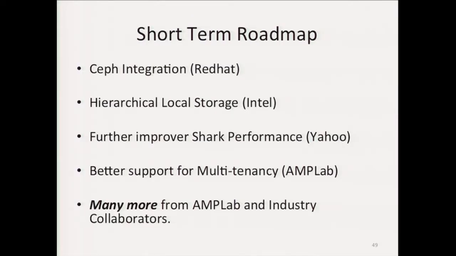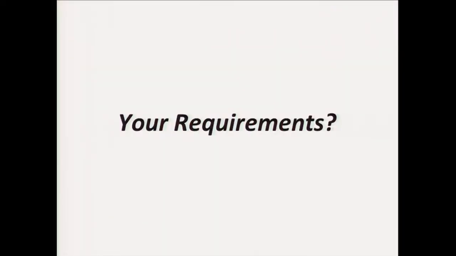So please come to me after the talk if you are interested. This is a very short-term roadmap, just a short list of a subset of what we are working on now. For example, we want to have Ceph integration, an effort led by Red Hat. We want to have hierarchical local storage, led by Intel. The hierarchical local storage is not to get rid of the local file system, just to manage the local storage better. You still have the underlying file system, like HDFS or S3. We also want to further improve Shark performance, an effort by Yahoo, and better support multi-tenancy, an effort led by AMPLab. There are many more things we are building from the lab and with industry collaborators. Of course, if you have requirements, please feel free to come to me after the talk.